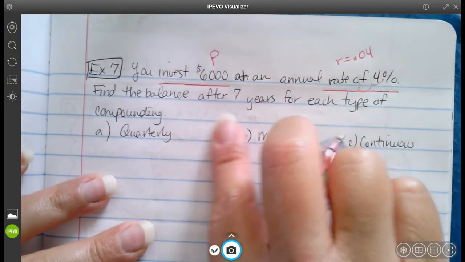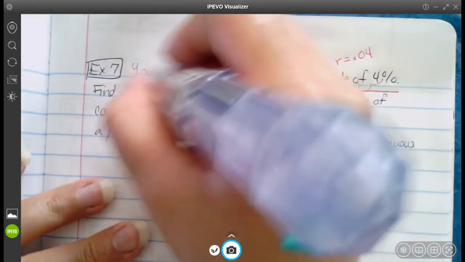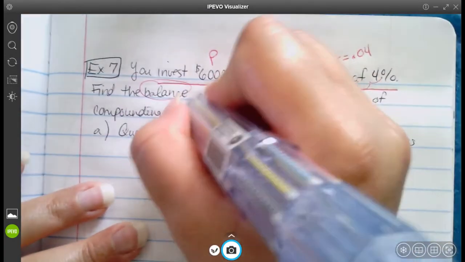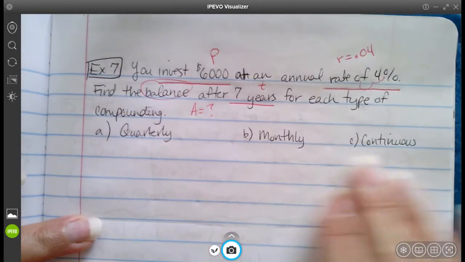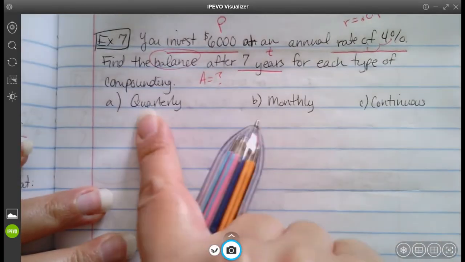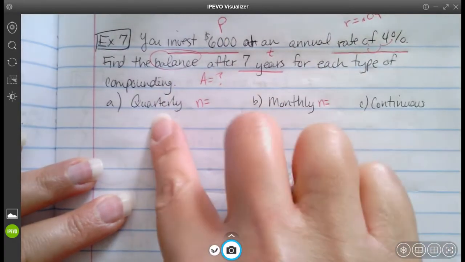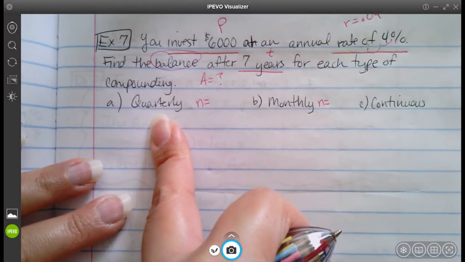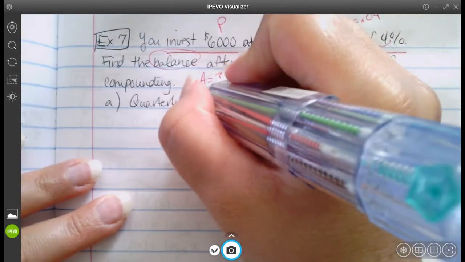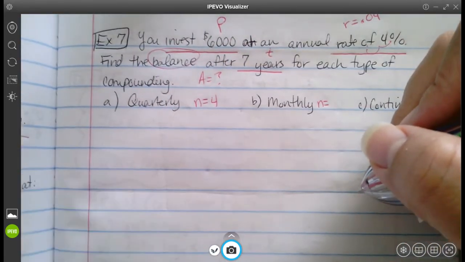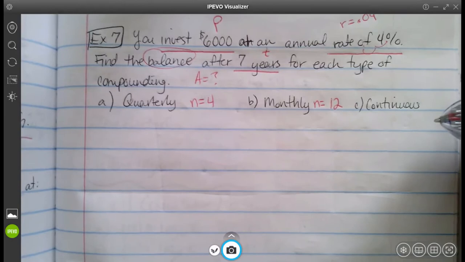And then the balance after 7 years, that would be our time, so this is going to be our T. What we're looking for is the balance, so we're looking for A. We want to know what A is equal to. Let's look at each one of these and decide what these things are. Quarterly or monthly is talking about the n, the number of times compounded. Quarterly means every quarter of the year, so we divide 12 by 4, and n equals 4, every fourth of the year. Monthly would be 12, because there are 12 months in a year.